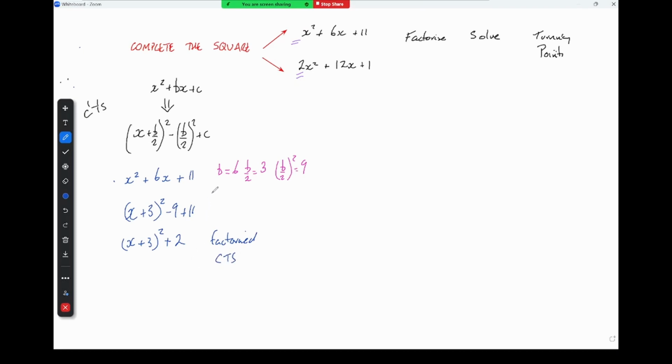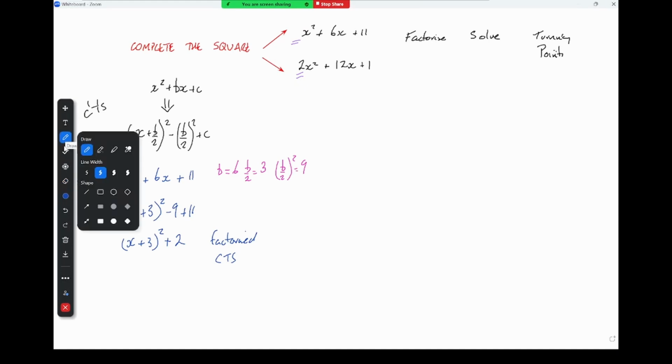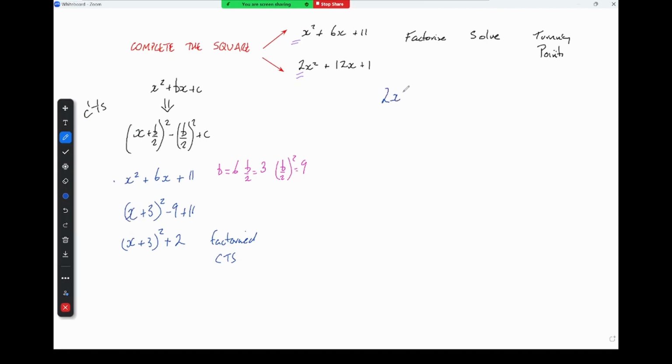Well, what do I do if I've got something with this 2 in front of it? Can I do the same thing? Well, the short answer is no, I can't. And what I have to do is another step. So if I've got 2x squared plus 12x plus 1, the first thing I need to do is a sort of factorisation of the quadratic. And as I say, there are other methods available, but this is the one I use.